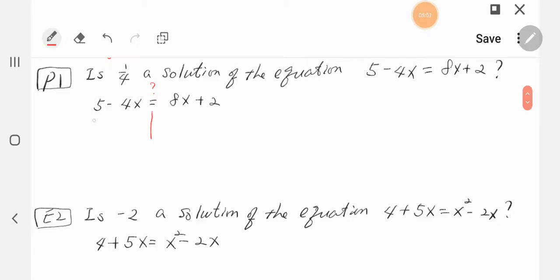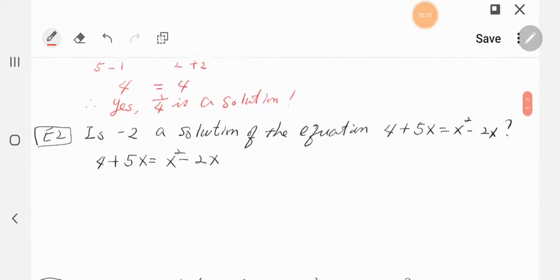So 5 minus 4 times 1/4. Then you can cancel this 4. So 5 minus 1 is 4. How about this? 8 times 1/4 plus 2. Then reduce this. So 2 plus 2, which is 4. So this is equal. So our conclusion is yes, 1/4 is a solution.